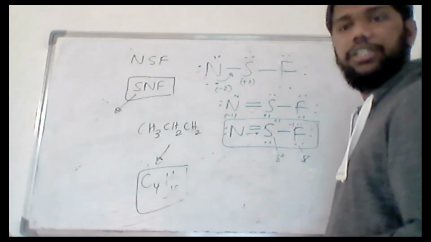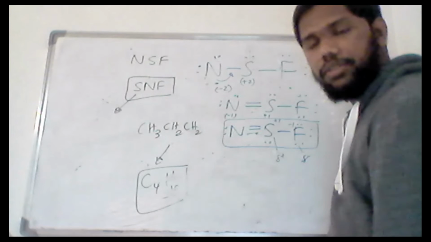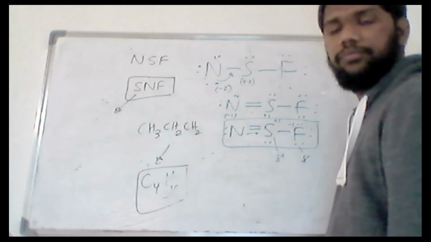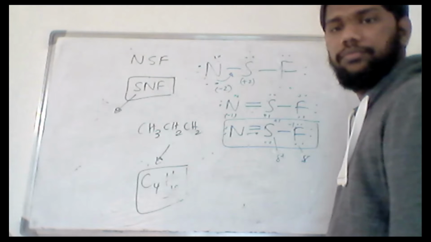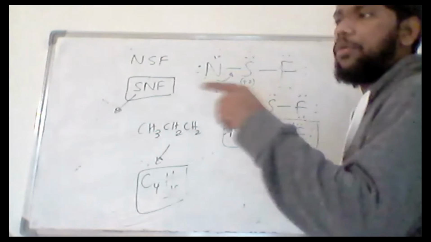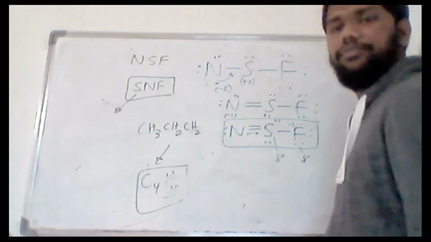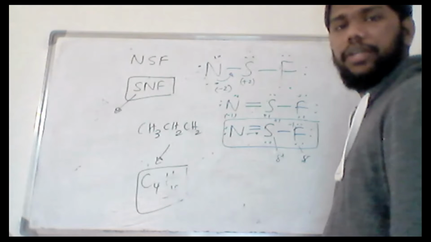Can you tell which one is more electronegative in the chat box? Nitrogen or sulfur? Lithium, beryllium, boron, carbon, nitrogen. Then sodium, magnesium, aluminum, silicon, phosphorus, sulfur. Which one is more electronegative?